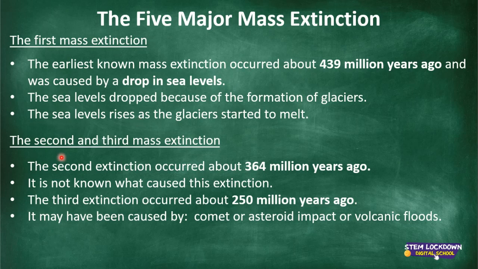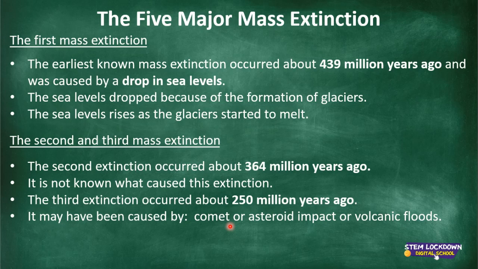Now, the second and the third mass extinction. The second mass extinction occurred about 364 million years ago. And it is not known what caused this extinction. Even today, scientists do not know what caused this. So we just know that a major extinction happened 364 million years ago. Now the third one, it occurred about 250 million years ago, and it may have been caused by a comet or asteroid impact or volcanic floods.